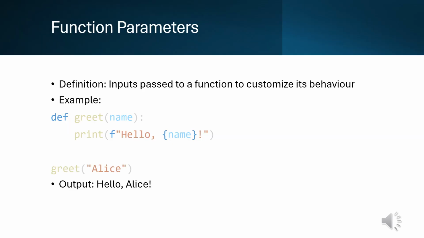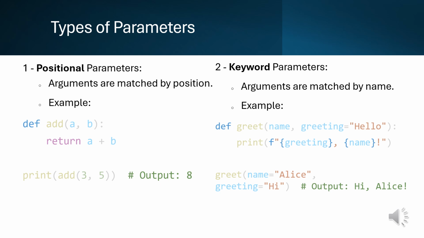Functions often need inputs to work with. These inputs are called parameters. Here's an example. def greet(name): print("Hello", name), greet("Alice"). When you call greet Alice, the function uses the input Alice to customize its behavior. There are two main types of parameters. Positional parameters are matched by their position in the function call. def add(a, b): return a + b, print(add(3, 5)), output 8.